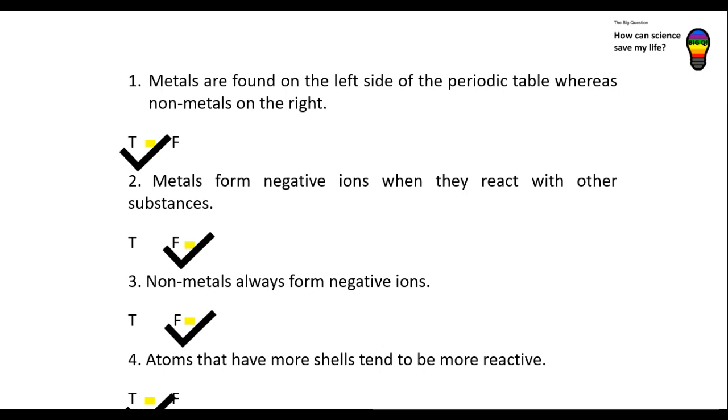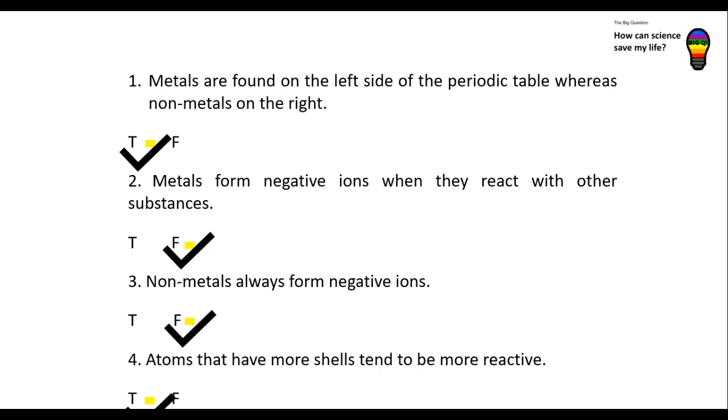That's false. We just saw, for example, the sodium atom that has 1 electron in the outer shell and it tends to lose it, becoming a positive ion. Non-metals always form negative ions. That's false, because they don't always form negative ions. Sometimes they don't form ions. But yes, they do form negative ions. It's just that it's not always. That's why I said mind the wording.